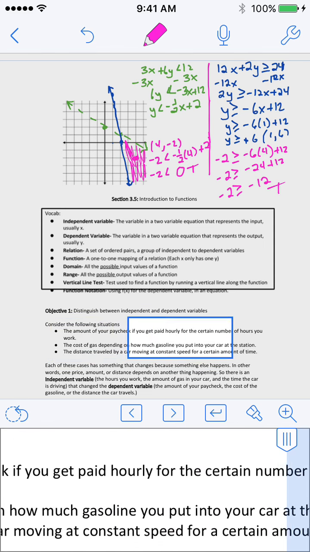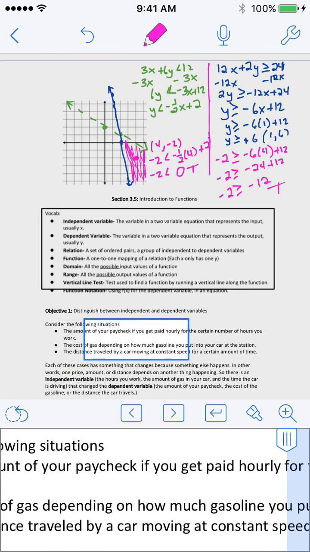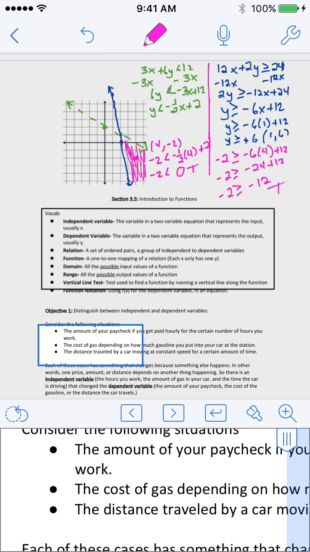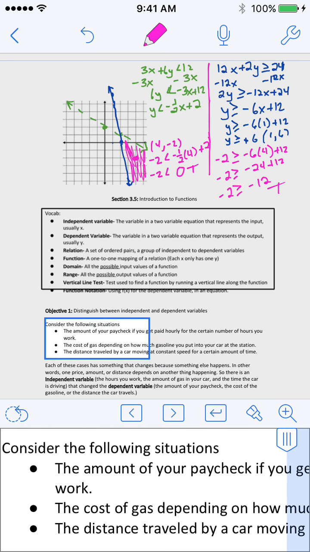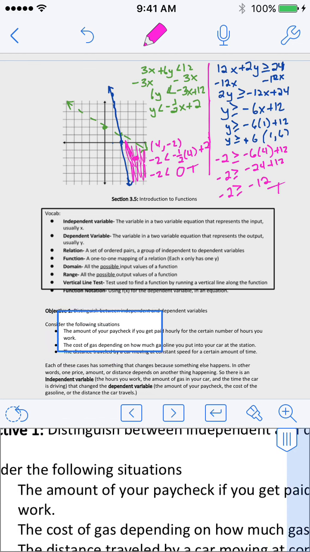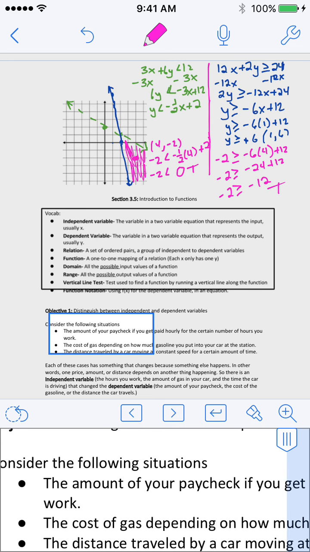The amount of your paycheck if you get paid hourly for a certain number of hours you work, right? So there's two things we're talking about here. The amount you get paid and how many hours you work. Now one of these is going to be considered the independent variable, the thing that doesn't depend on the other one, right? And then obviously the dependent variable depends on the other one. So let's consider what's dependent here. Is the amount you get paid dependent on how much you work, or is how much you work depending on how much you get paid?